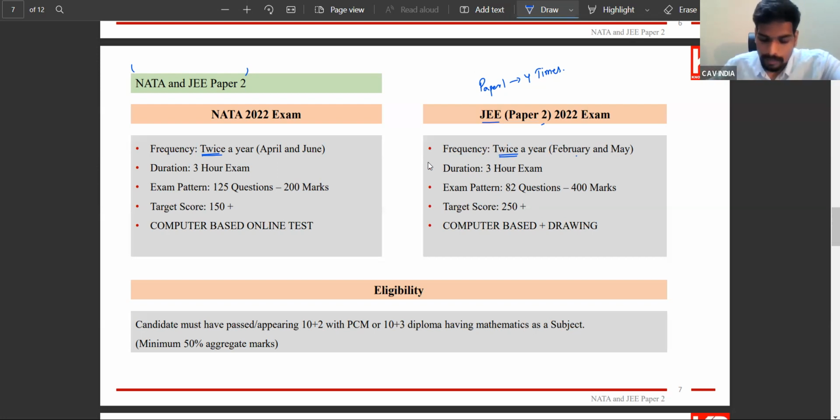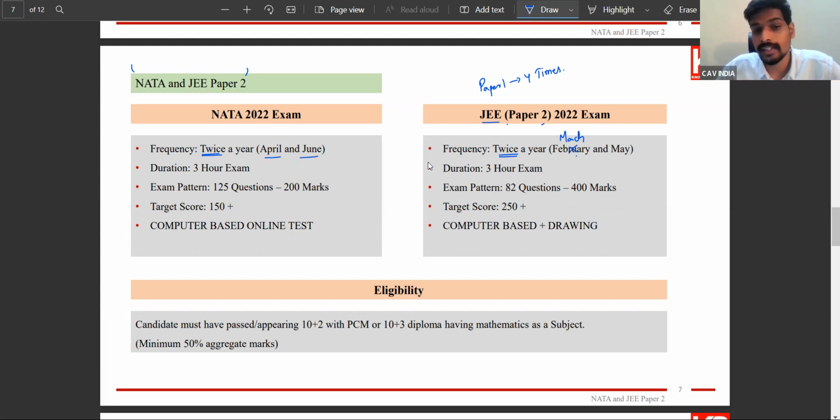So if you're preparing for JEE Paper 2 this year, or if you're preparing for NATA and JEE this year, the first attempt you will be writing will be in the month of March, not February. The date is not yet out, so it will be in March, and tentatively the next one will be in May, depending on the existing scenario of the pandemic. So this JEE Paper 2 also is held twice a year. Similarly, NATA also is held twice a year, April and June.